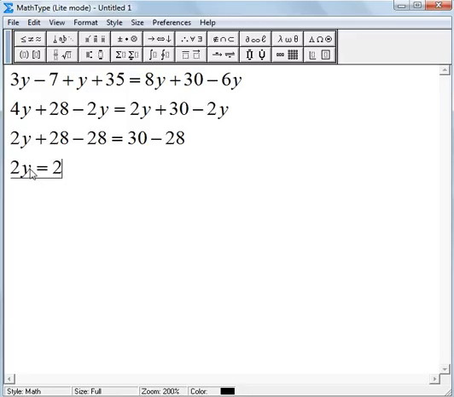Next and last thing, I need to leave the letter y by itself. And right now it's being multiplied by 2. So I need to undo multiplying by 2. And to undo multiplying by 2, I need to divide by 2. And whatever you do on one side of the equation, you're going to do on the opposite side of the equation. So at the end, I have y equal to 1. And this is how you solve this equation.